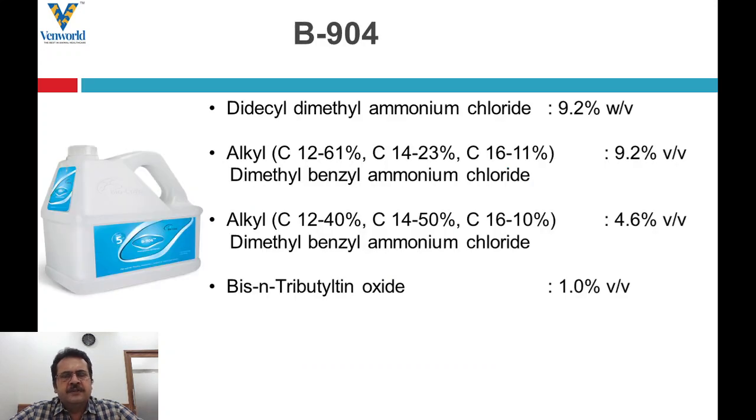And then disinfectants: B904 is the universal disinfectant. We can use it in presence of birds also, absolutely no problem. And it is very user friendly. It has a quaternary ammonia of different carbon chain lengths, which is 23% of it, and tributyltin oxide 1% is added in it, which is a potent antifungal agent.